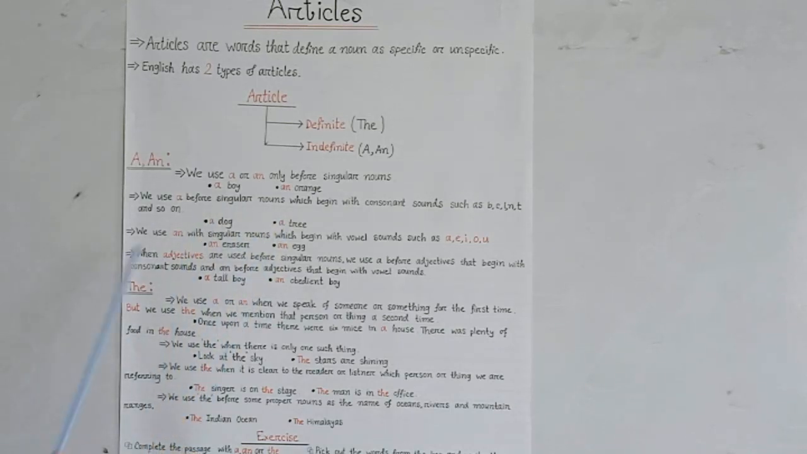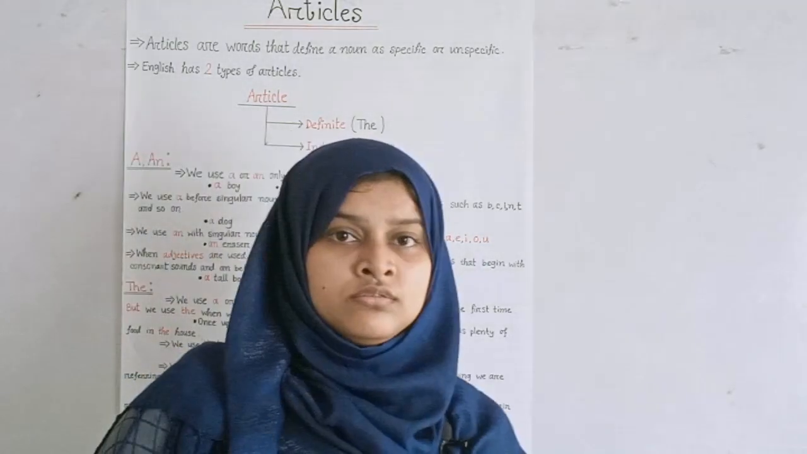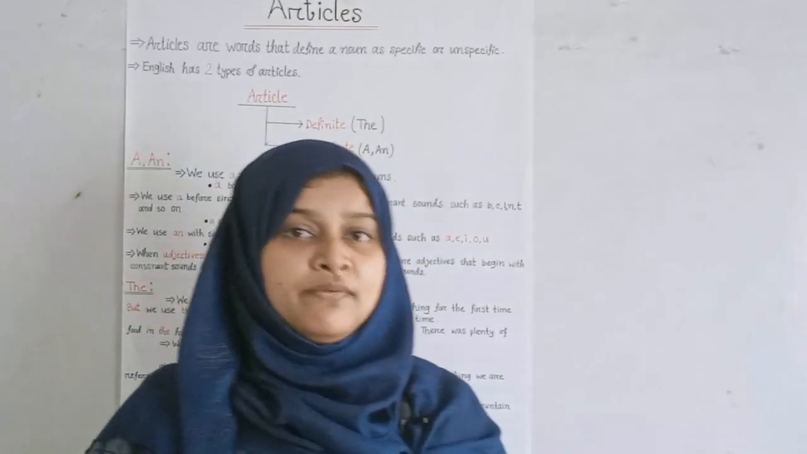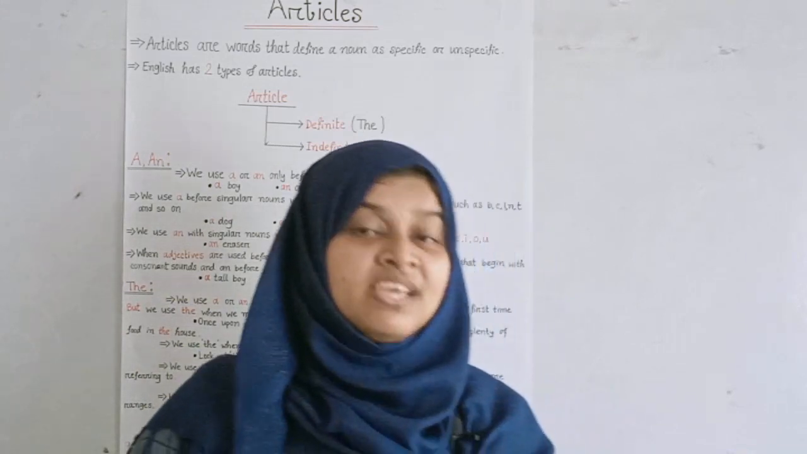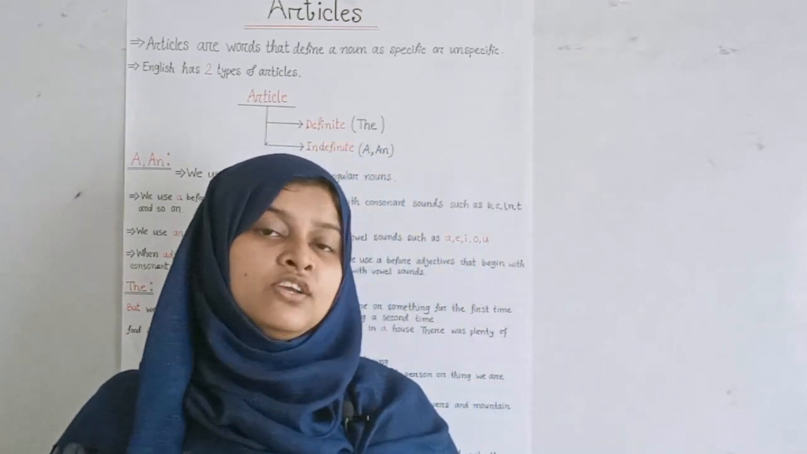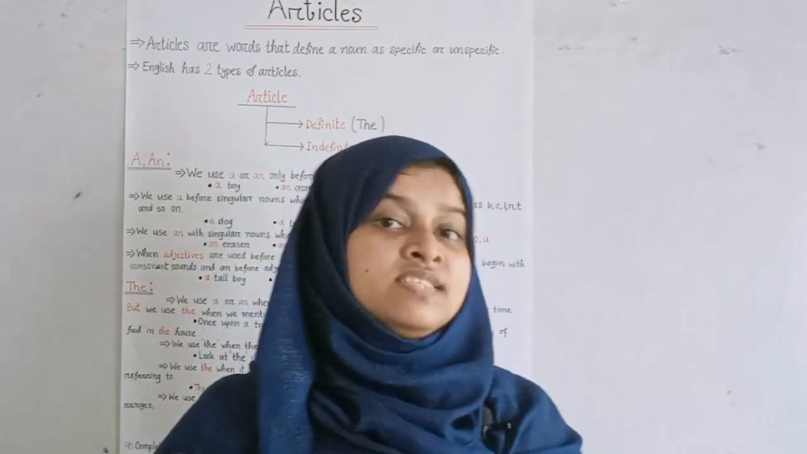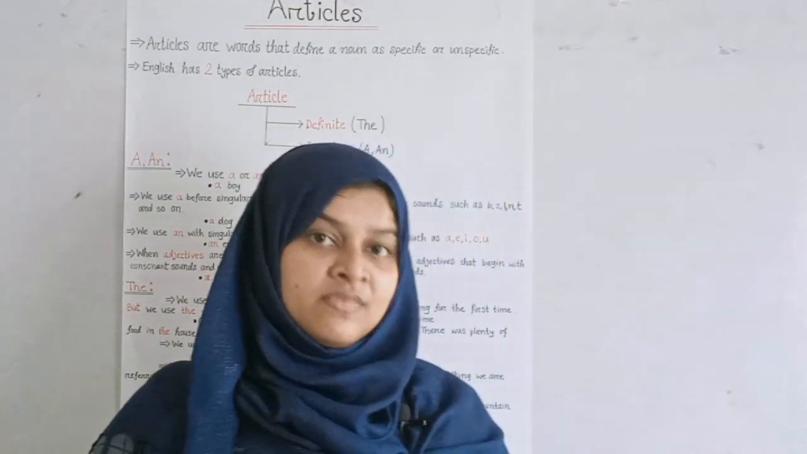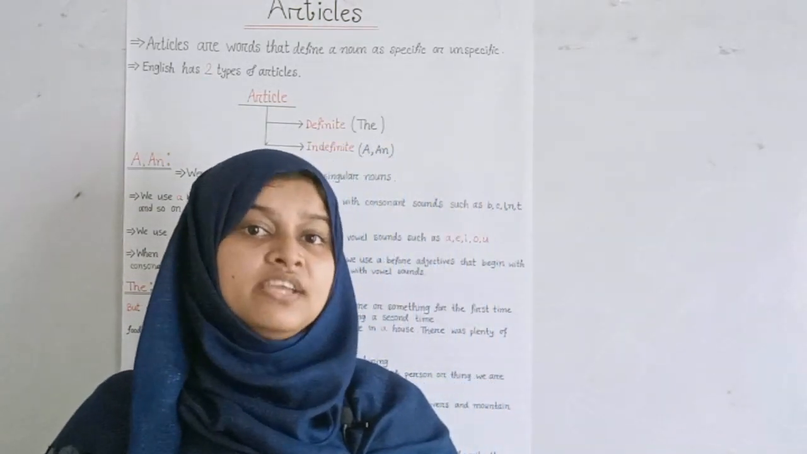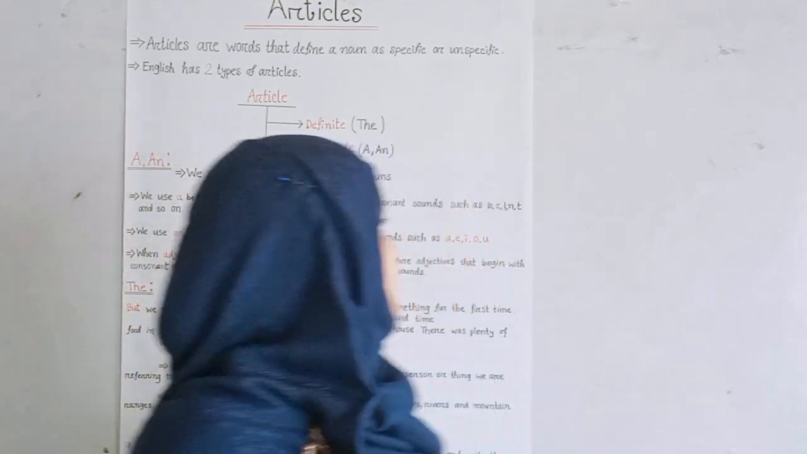Number 3, we use an with singular nouns which begin with vowel sounds such as A, E, I, O, U. Students, do you know the vowels? There are 5 vowels. What are they? A, E, I, O, U. Say with me one more time. A, E, I, O, U.